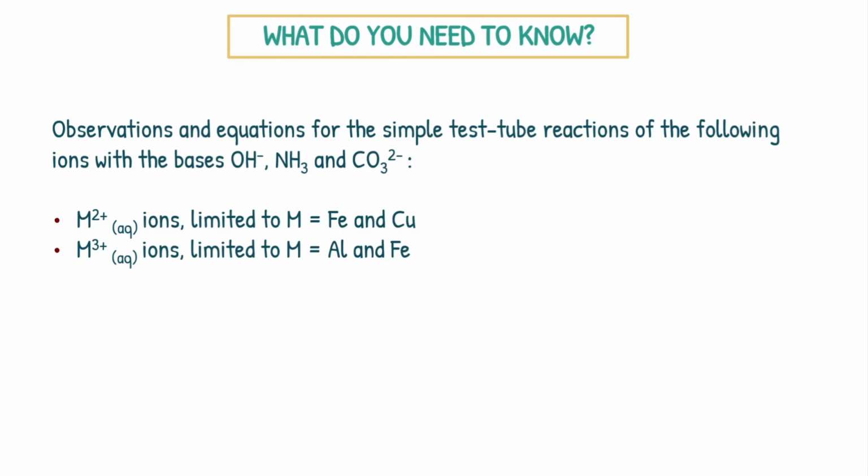You need to know the observations and the equations for the simple test tube reactions of the following ions with the bases OH-, so hydroxide, NH3, and carbonate. So NH3 is ammonia. Now there's two oxidation state charges of these metal ions, okay? You're going to have 2+ and 3+. Now AQA have made this pretty easy for us, and there's only two different metal ions for each, okay? So for the 2+ charge ions, you have iron and copper, and then for the 3+, you have aluminium and iron.